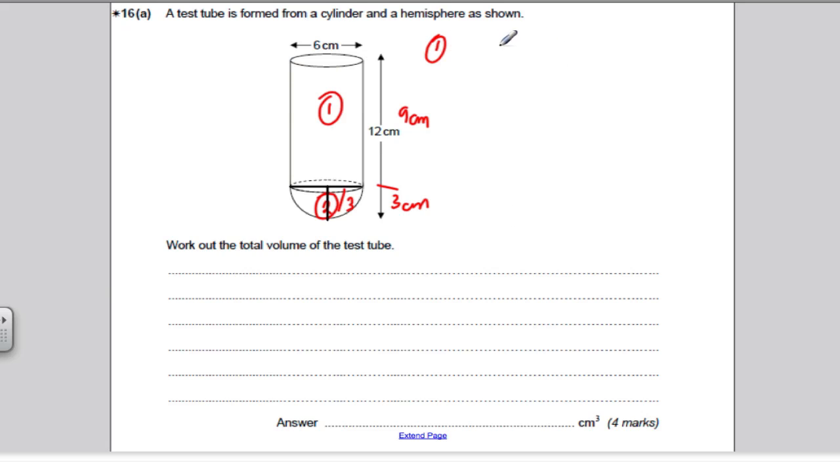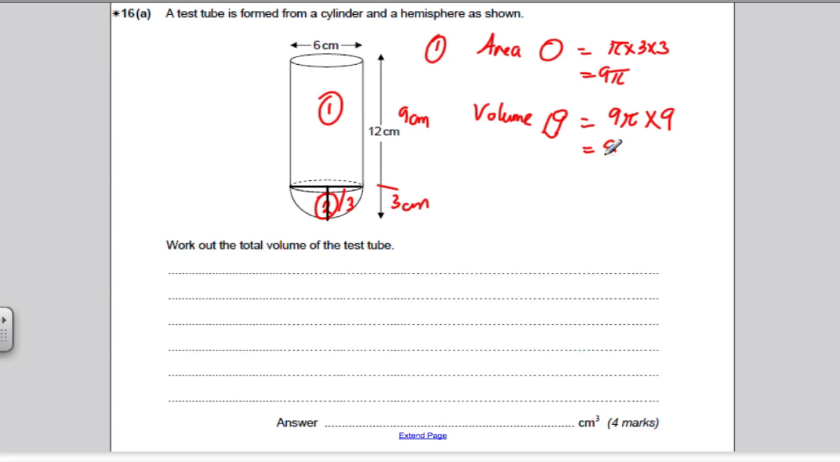Okay, so for part 1, area of circle, I'd start off with circle, get some marks. Well, the radius is 3. So it's pi times 3 times 3, which is 9 pi. So the volume of the cylinder is therefore the area of the face, 9 pi, times the length, which is 9, and you would get 81 pi. And that's the volume of part 1.